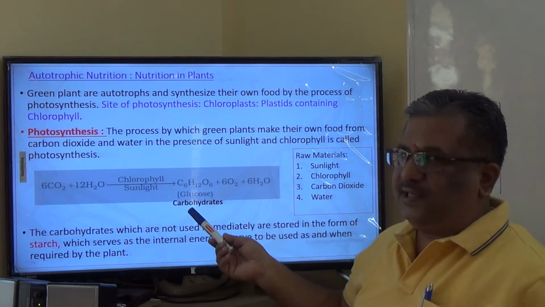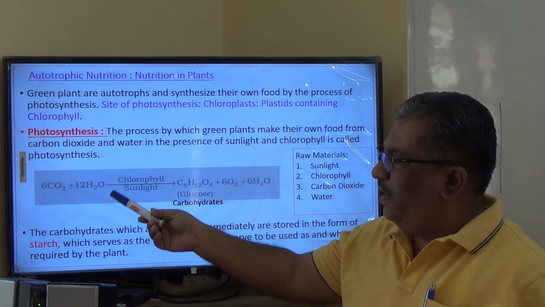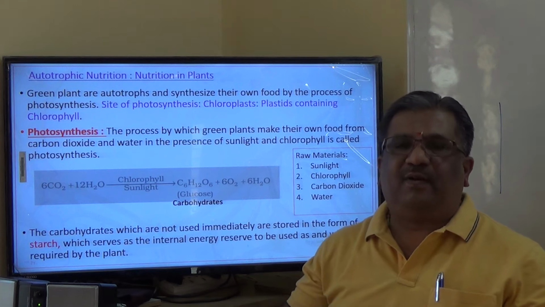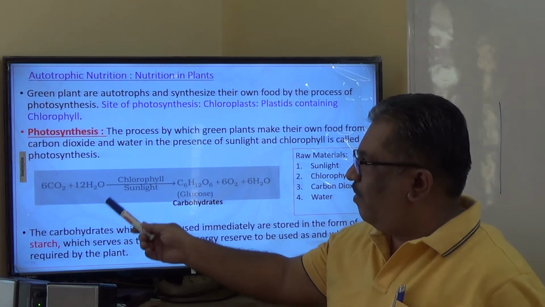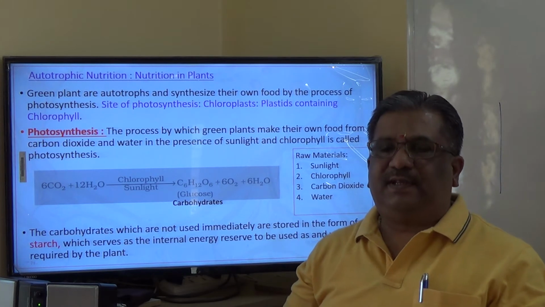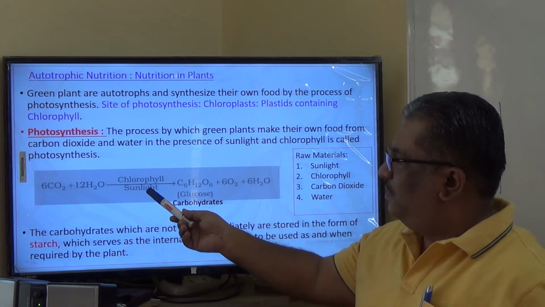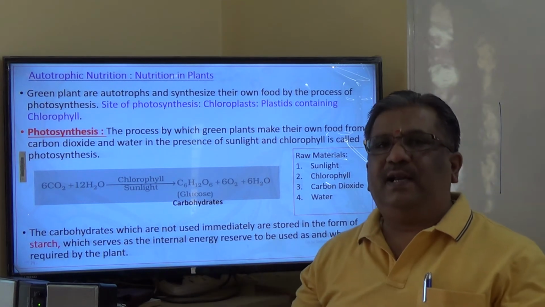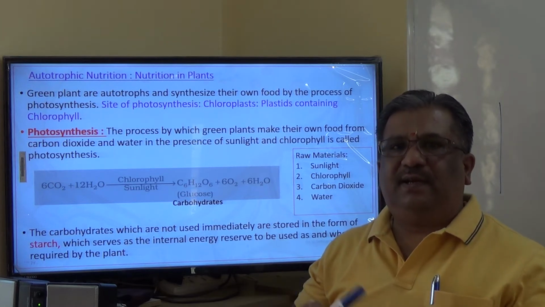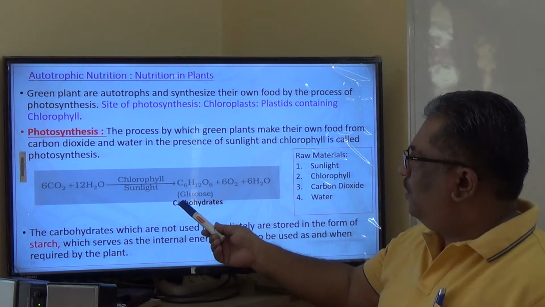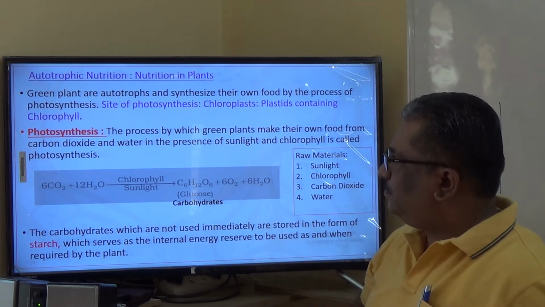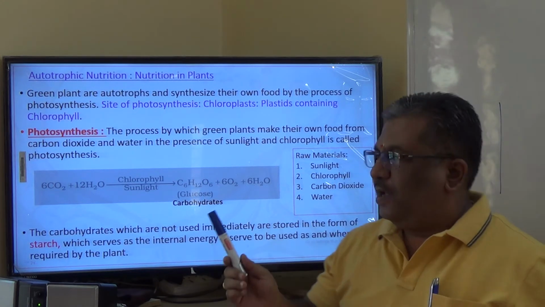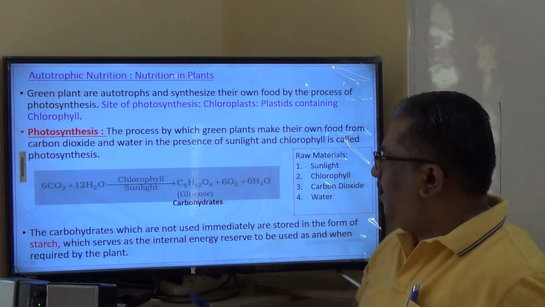So what is photosynthesis is what we are defining. Once again, it is a process by which the green plants prepare their own food from carbon dioxide and water, and this photosynthesis is carried out in the presence of sunlight. That is, sunlight provides the energy, and in the presence of chlorophyll, which is a green pigment present in the chloroplast, to produce glucose basically. That is photosynthesis. Now, here I have written carbohydrates. Remember, the energy requirement of the plant is met by glucose basically.